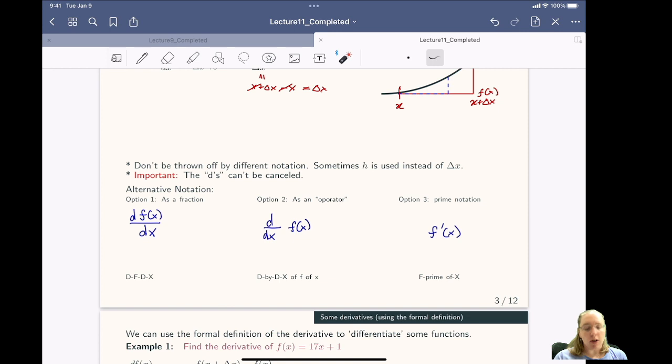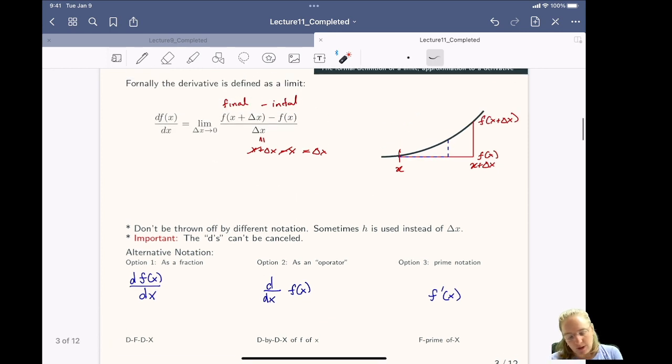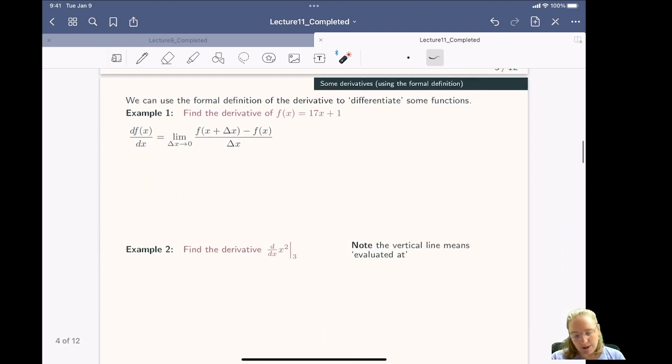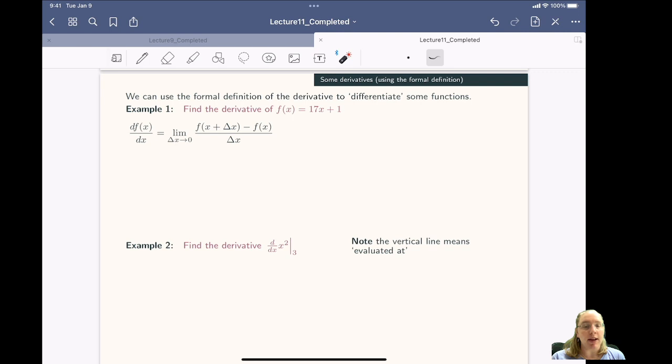All right. So now we have the formal definition of the derivative as a slope as the run goes to 0, and we have 3 different ways of representing that derivative. But let's use that definition of the derivative to actually evaluate the slope of a function. So consider this line here. We have f of x is equal to 17x plus 1. This is the intercept. This is the slope. So if we use the formal definition of the derivative, we should get back this slope. So let's try to do that.